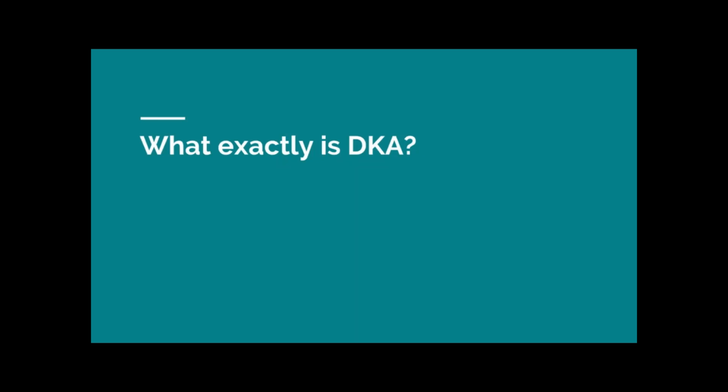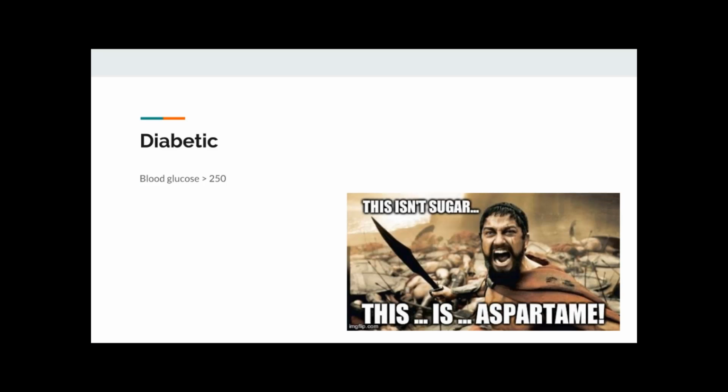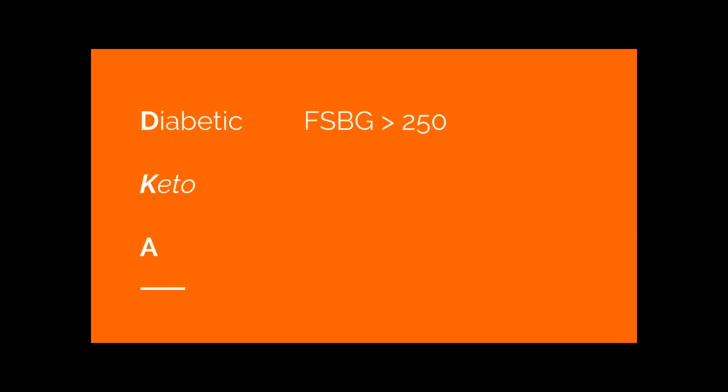So what exactly is DKA? This is kind of simple, but there's a little bit of nuance to it. So DKA: D stands for diabetic, and that's basically the scale. DKA is defined as you have to have a blood sugar of greater than 250. K is for keto.